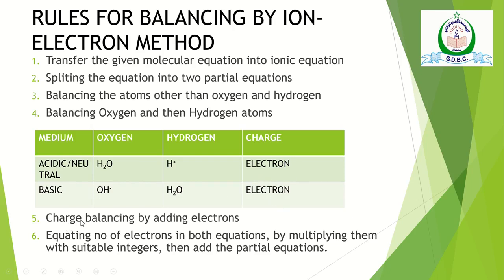Rule number 5, charge balancing by adding electrons. This is done in step number 5. And step number 6, which is probably the last step, equating the number of electrons in both the equations by multiplying them with suitable integers, then add these two partial equations to get our resultant equation, which must be a balanced equation. So let's try an equation of acidic medium first and then the basic medium onward.